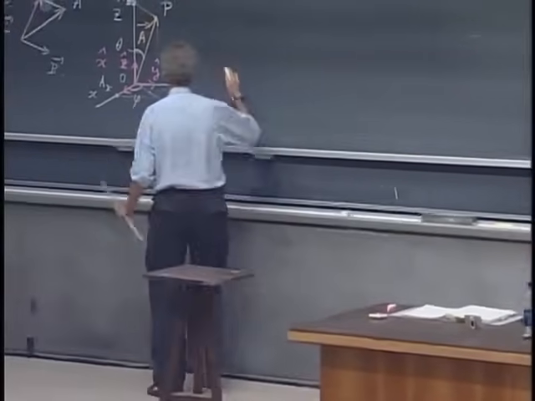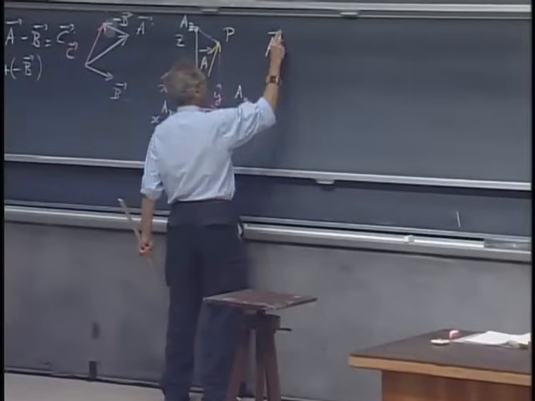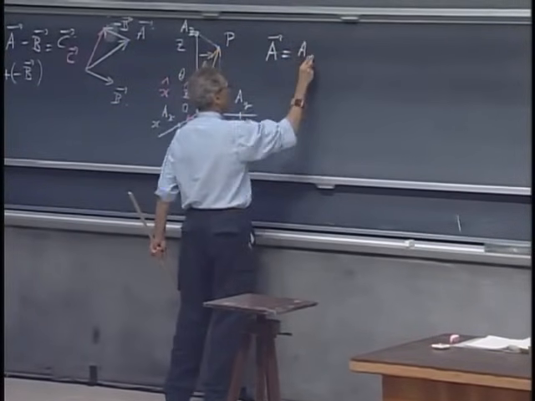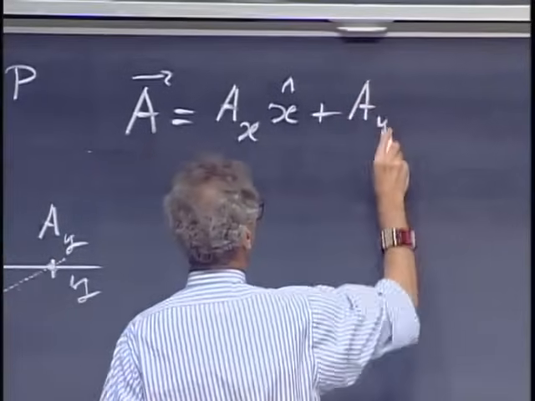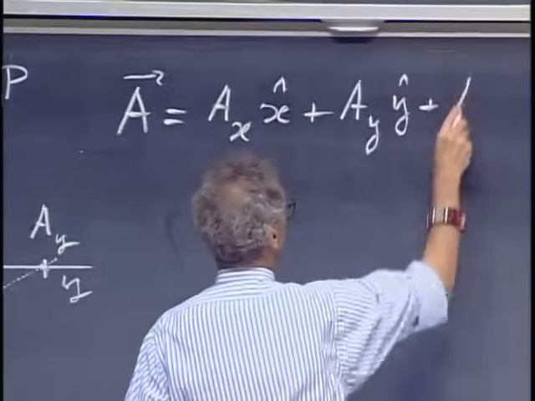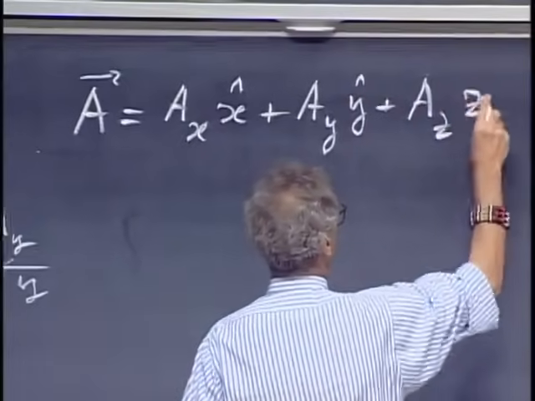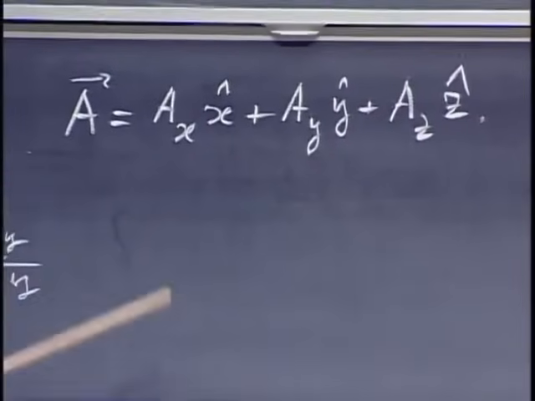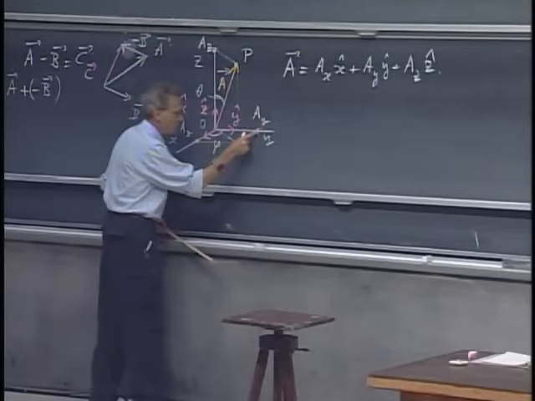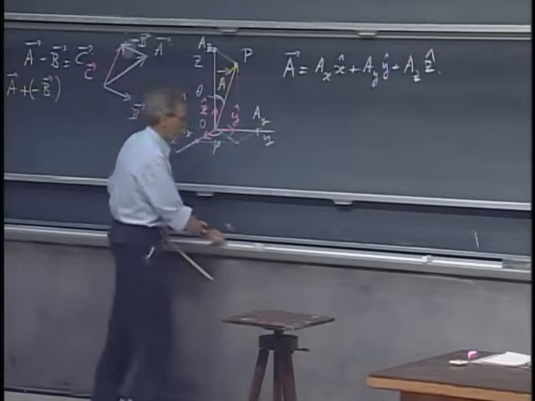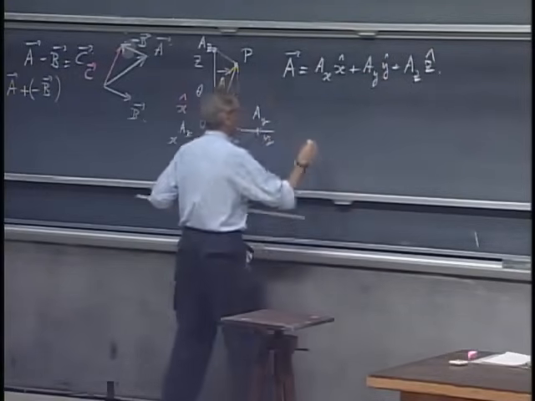And now I'm going to rewrite vector A in terms of the three components that we have here. So the vector A, I'm going to write as A of x times x roof plus A of y times y roof plus A of z times z roof. And this A of x times x roof is really a vector that runs from the origin to this point. So we could put in that as a vector if you want to. This makes it a vector.